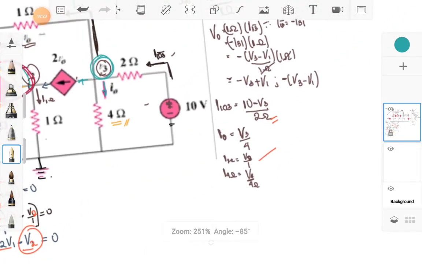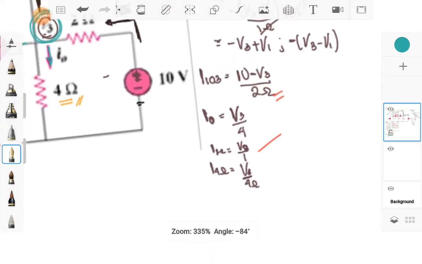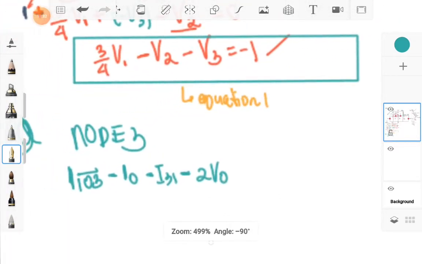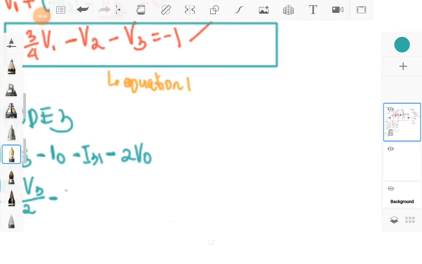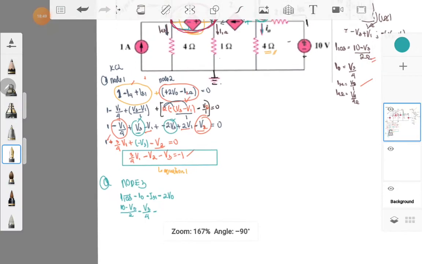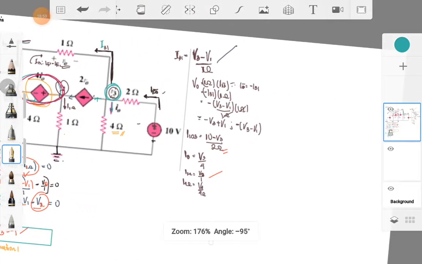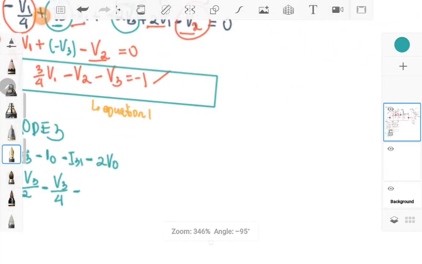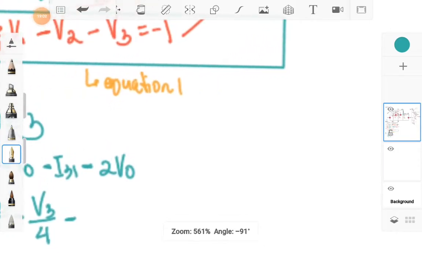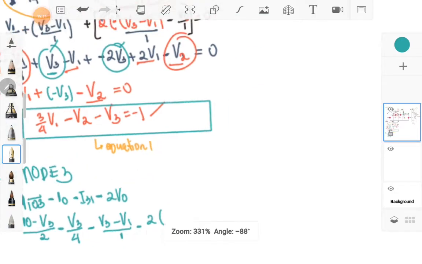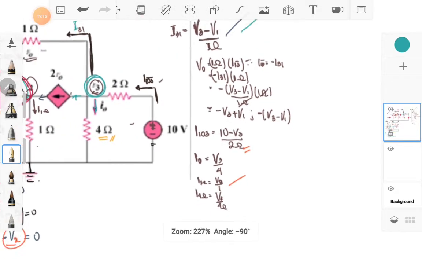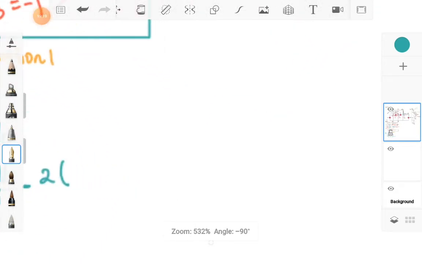So what is the current I1003? We have 10 minus V3 all over 2, minus the current IO, which is equal to V3 all over 4, minus I31, which is equal to V3 minus V1 all over 1 ohm, minus 2VO, where VO is equal to negative V3 plus V1. So negative V3 plus V1, it is equal to 0.